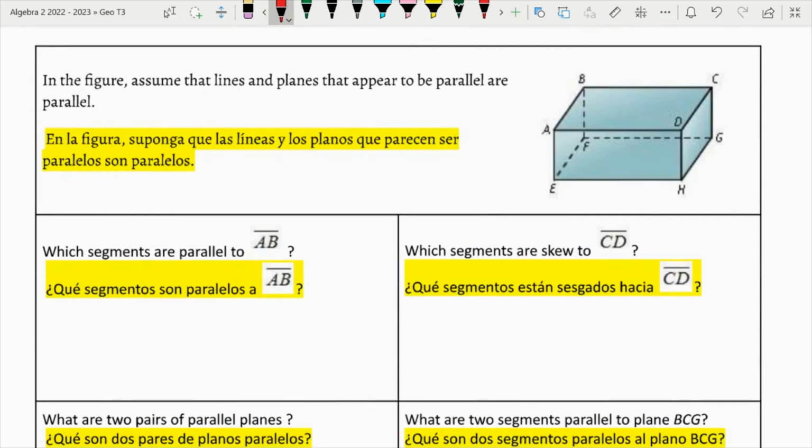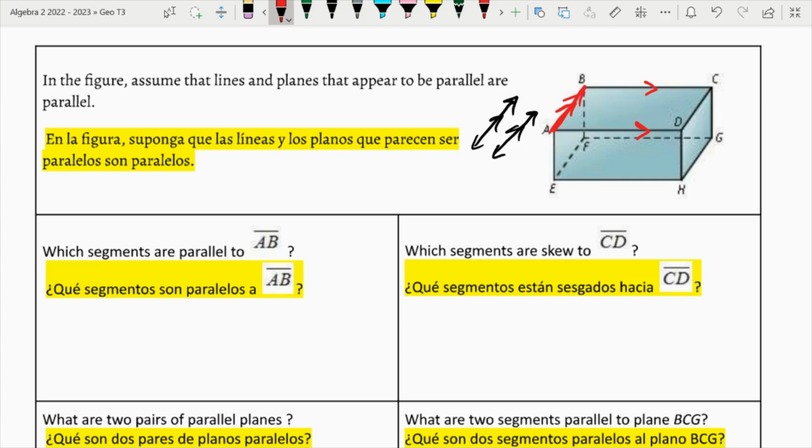Okay, in the figure, assume that the lines and planes that appear to be parallel are parallel. Another thing I forgot to mention is that when we have two parallel lines, we like to put these arrows on them in the middle of the line to show that they're parallel. So for example, if I wanted to say that BC and AD are parallel, I would put arrows on them like that. Which segments are parallel to AB?